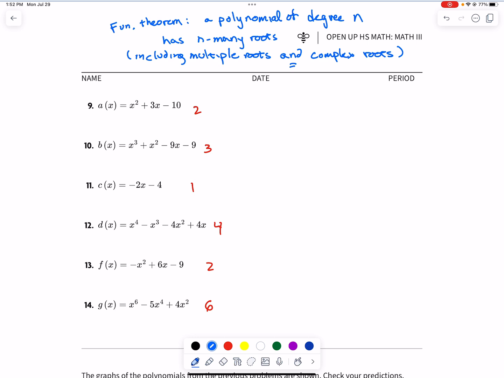Some notes on each of these. The note for this one, this has 2 real roots. It doesn't have any complex roots, or at least not imaginary, because A, it can be factored, and B, if you do the quadratic formula, b squared minus 4ac, 9 minus 4 times negative 10 is positive.